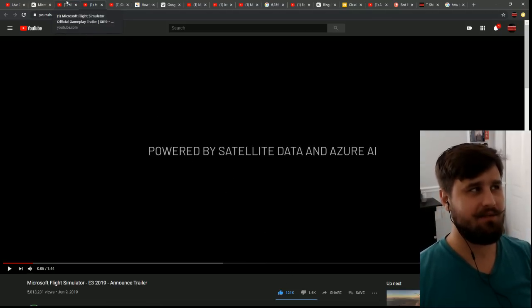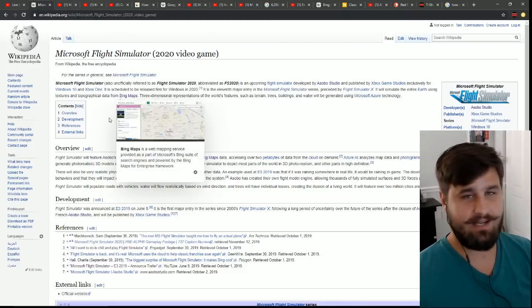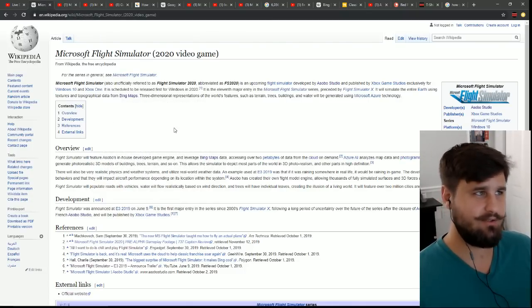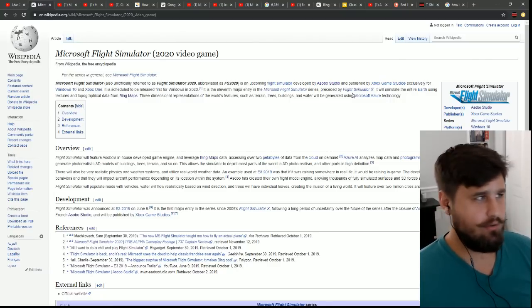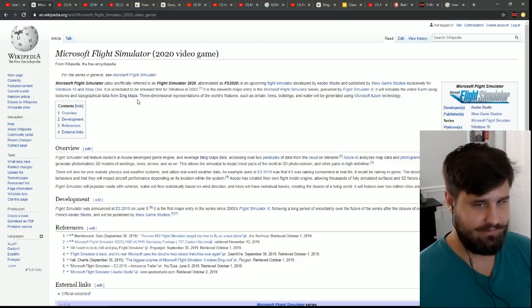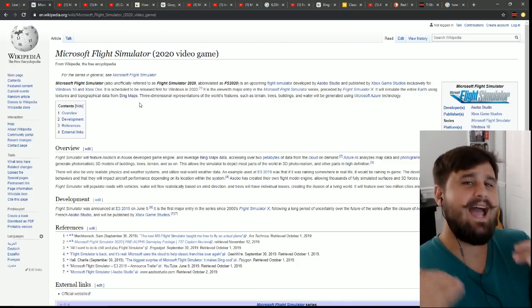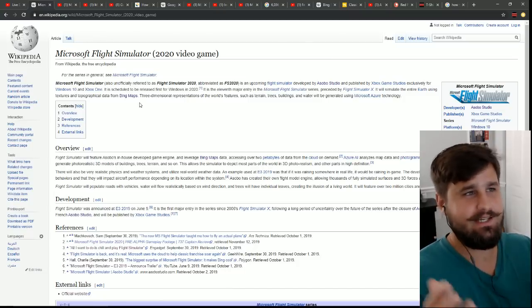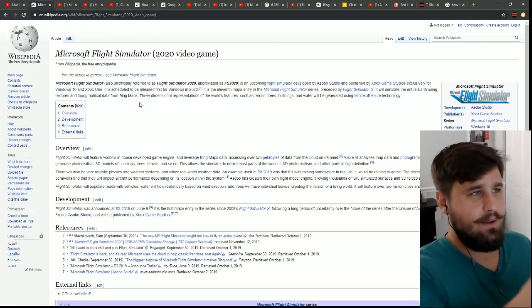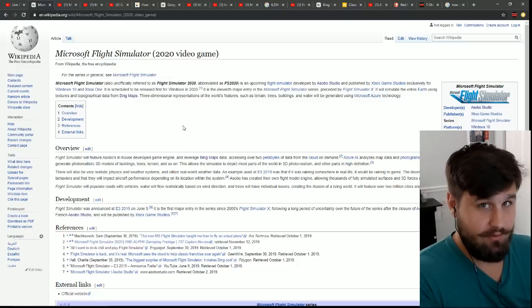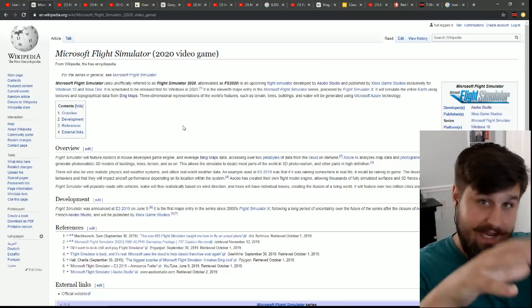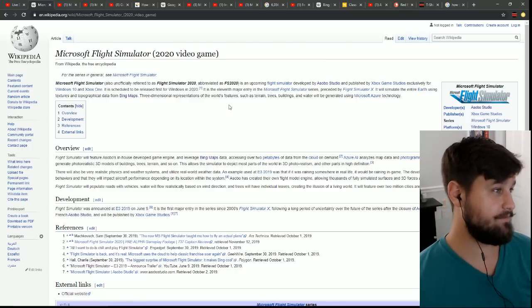Now, they're taking their data from Bing Maps. In fact, if you go to the Wikipedia page, Microsoft Flight Simulator 2020, it will simulate, quote, the entire Earth using textures and topographical data from Bing Maps. So you're actually playing Google Earth. Obviously, it's not Google Earth, it's Bing Maps. But that's analogous here. It's like you load up Google Earth, but you throw a plane in there and you can just fly around the alleged sphere, that model that they have.